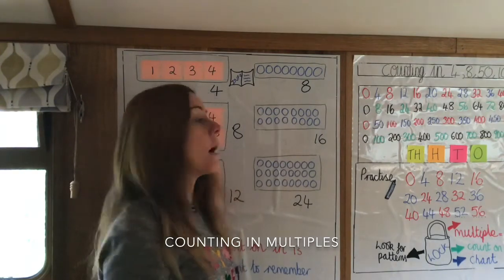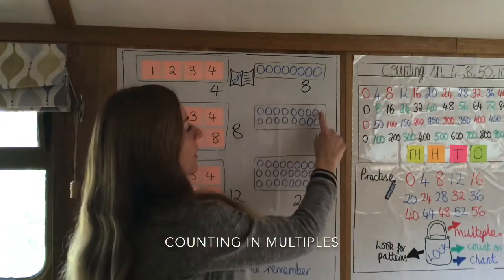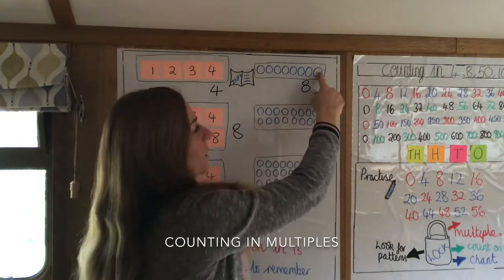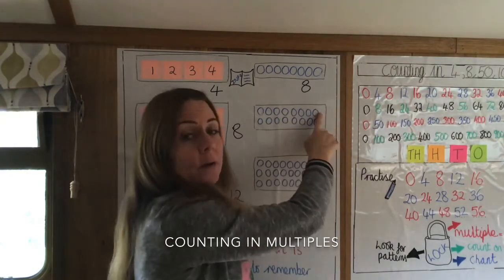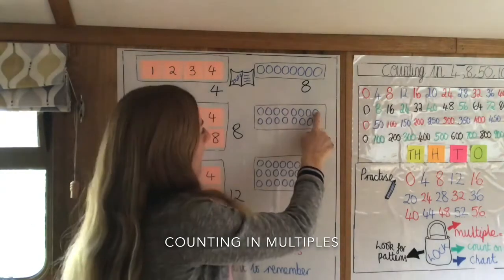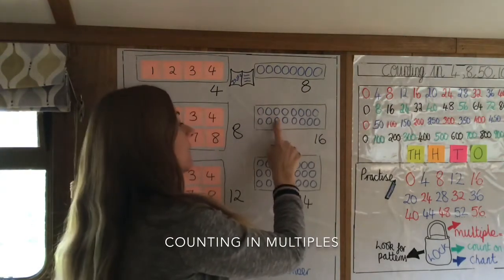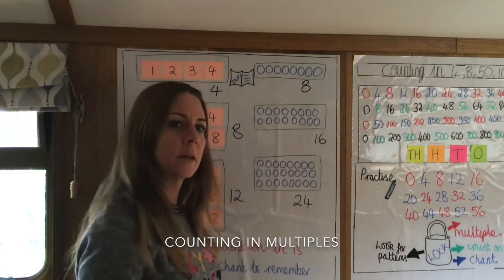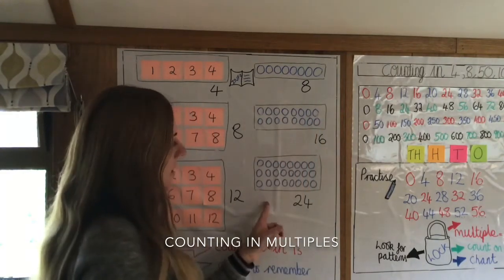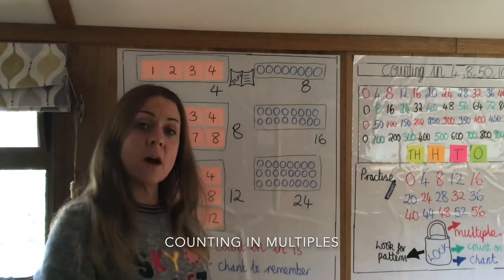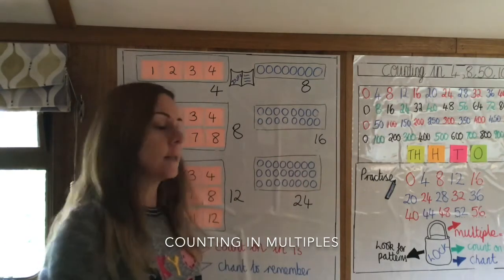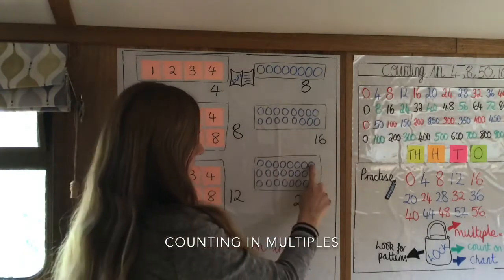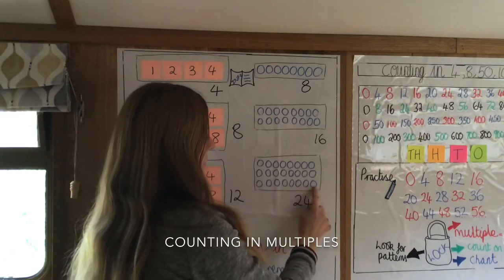But we don't need to start from this circle, because we know this one here is number 8, because that's what we counted when we got to the end. So we can carry on counting from 8. 8, 9, 10, 11, 12, 13, 14, 15, 16. Have a look at this picture. How many groups of 8 do we have this time? How many multiples of 8? Yes, that's right, 3. 1, 2, 3.